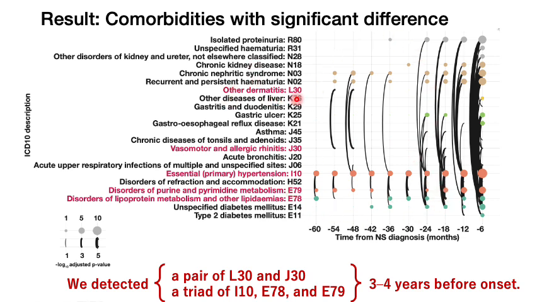of other dermatitis and vasomotor and allergic rhinitis was more common within the time frames of 4 years before the onset. The triad of primary hypertension, dyslipidemia, and hyperuricemia, disorders of nucleic acid metabolism, shows the hyperuricemia. This triad was more common within the time frames of 3 years before the onset.